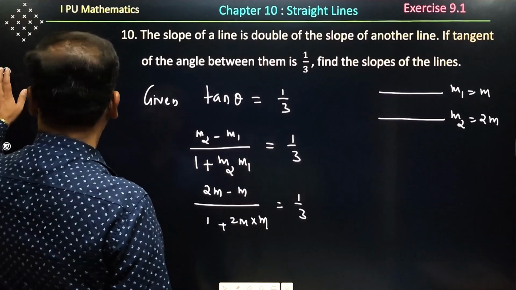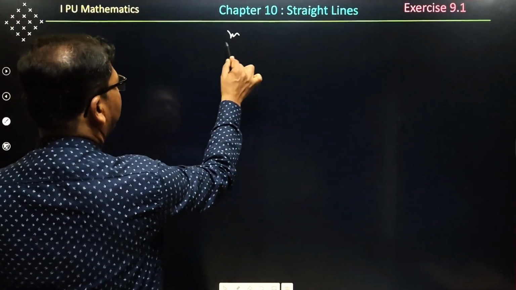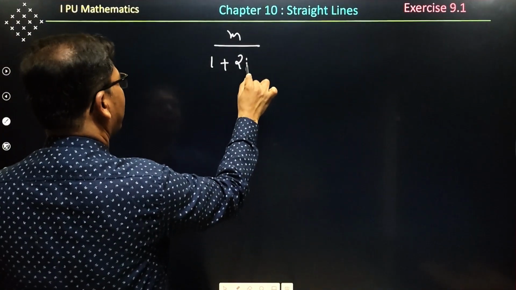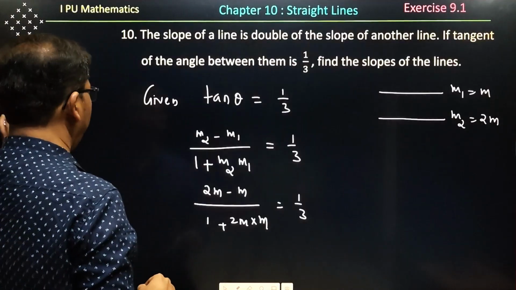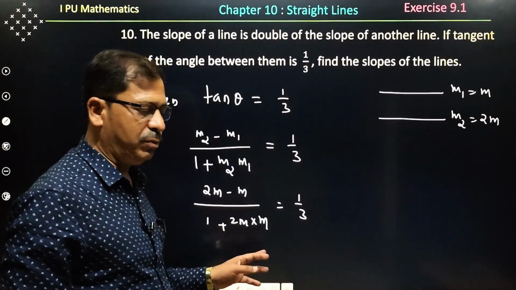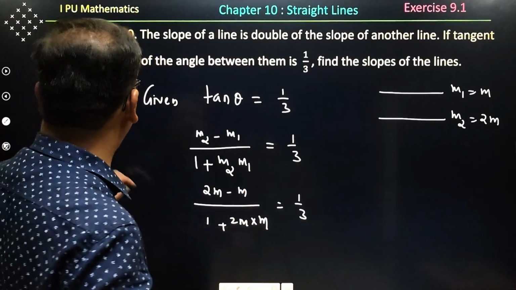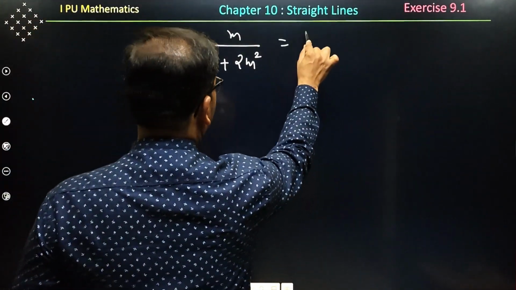m only divided by 1 plus 2m square. m divided by 1 plus 2m square we will get, because 2m into m, see there carefully, 2m into m leads to 2m square. On the right side 1/3 is there. Write 1/3 as it is.